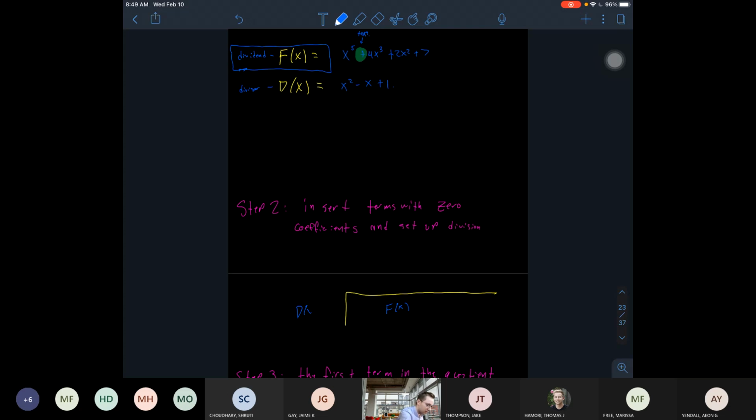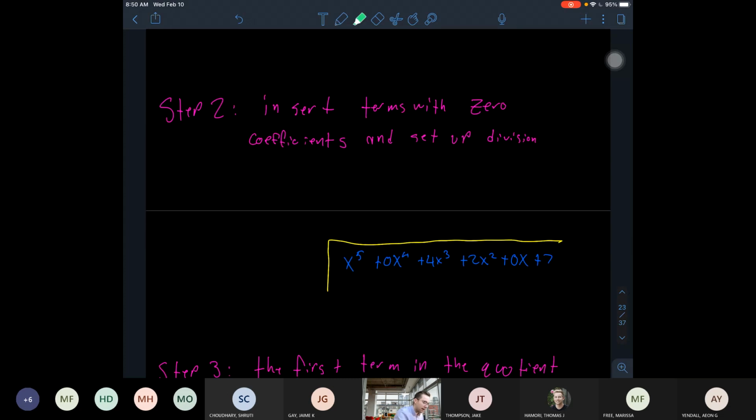Okay, so that's how this notation works. I'm just going to write it down in there. So I'm going to take x to the 5th. I've got a hanging 0x to the 4th, so I'm going to write plus 0x to the 4th. And then I'm going to write plus 4x cubed plus 2x squared. And now I've got a sort of a hanging plus 0x plus 7.